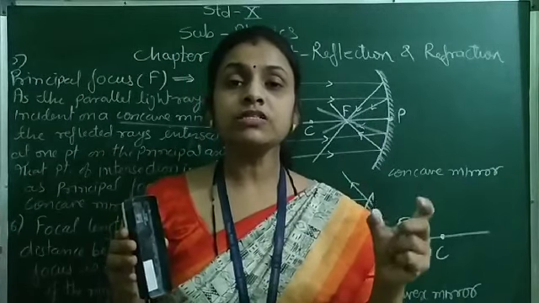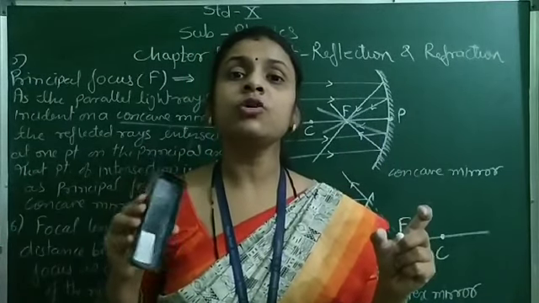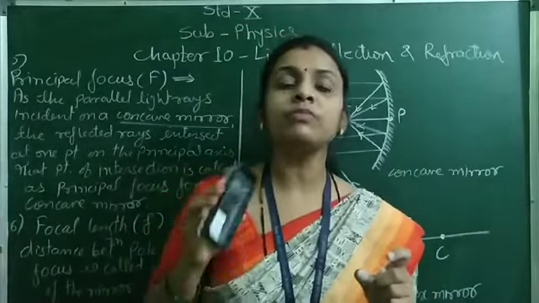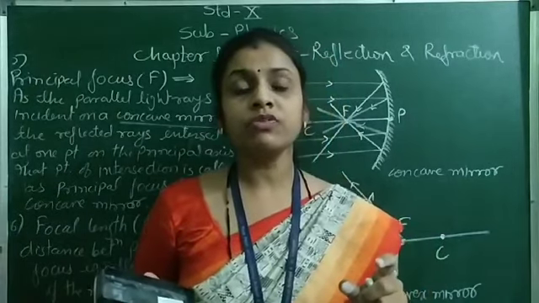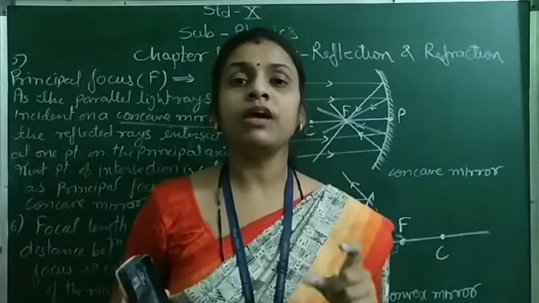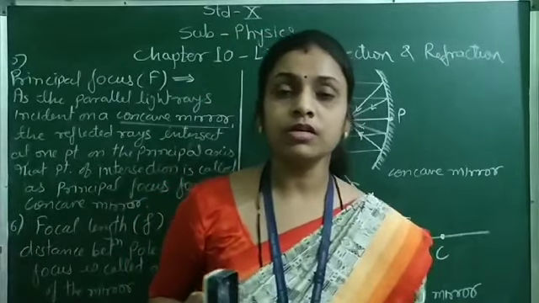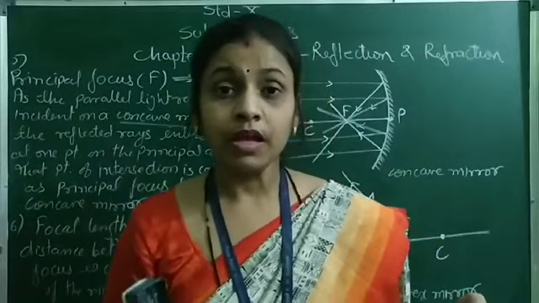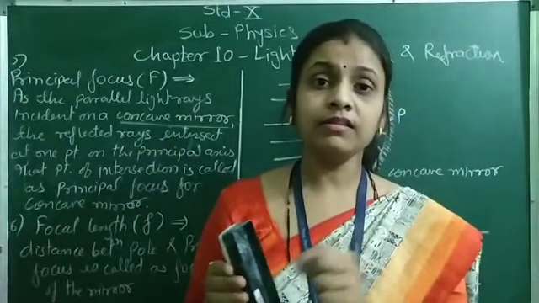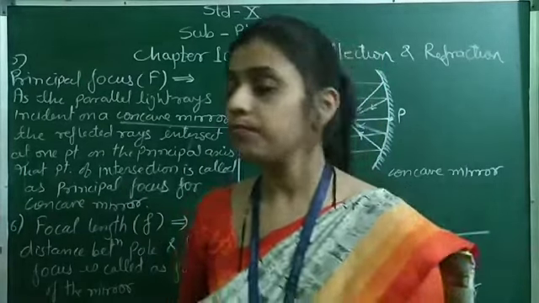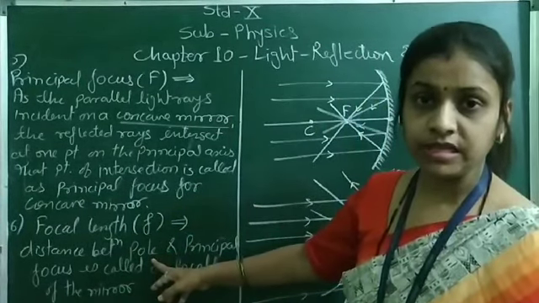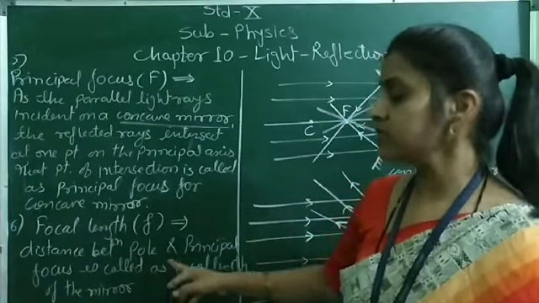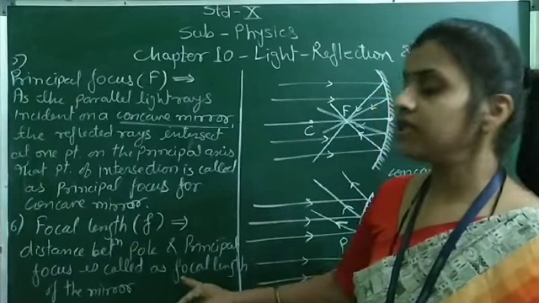Now the distance between the image and the concave mirror gives the approximate value of the focal length of that mirror. So in this way also we can easily find the approximate focal length of a concave mirror. That is nothing but the distance between pole and the principal focus, which is called the focal length of that mirror.